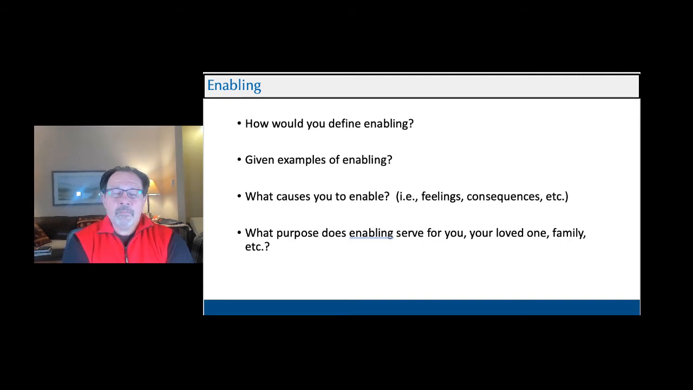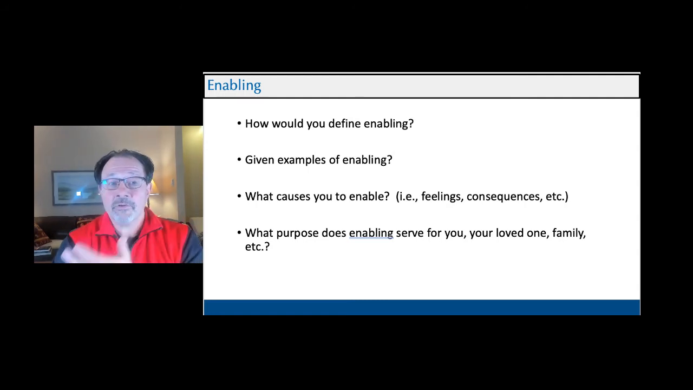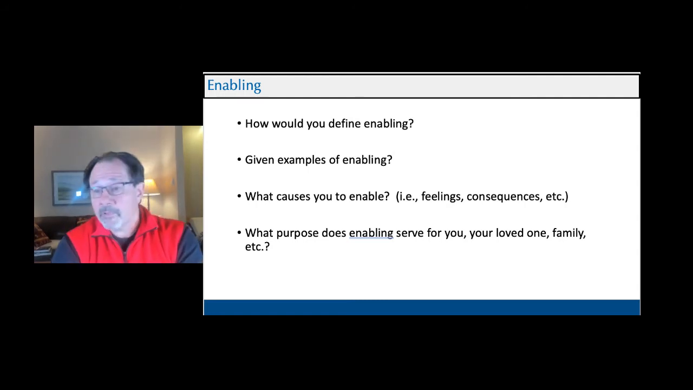I'd like you to also think about what would you say are the causes of that enabling? What feelings generally tend to stimulate the need to do that? What consequences are you trying to avoid? And they may be consequences for you as well as consequences for your loved one or the consequences for others. It could be financial, job, those kinds of things.